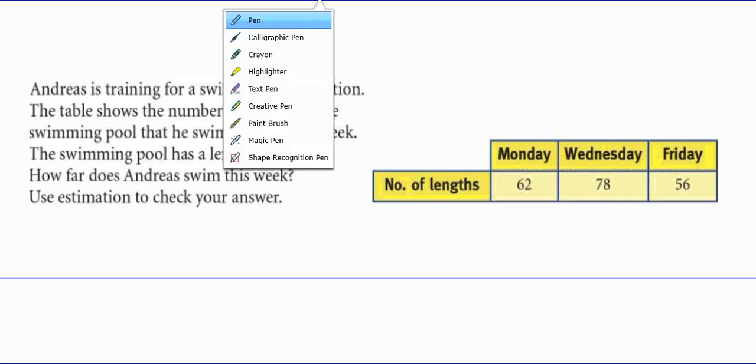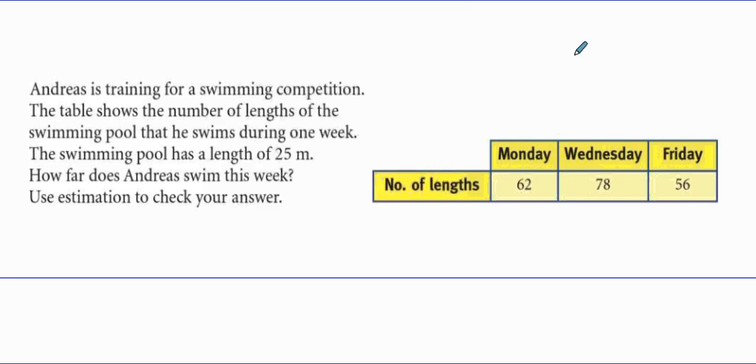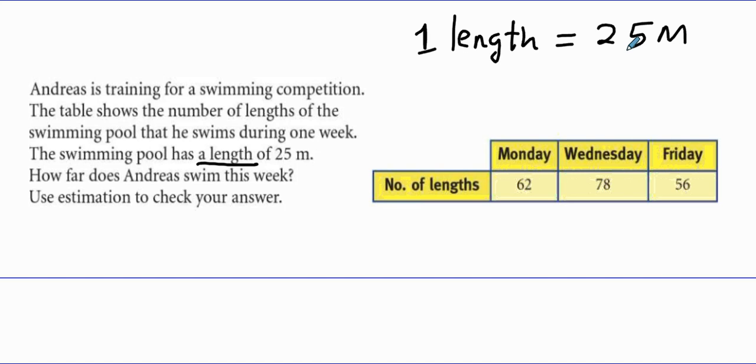Okay, you can underline this word over here. The swimming pool has a length. This means one length of a swimming pool equals 25 meters. This point here is very, very important. See that? The swimming pool has a length of 25 meters. The question is, how far does Andrew swim this week?